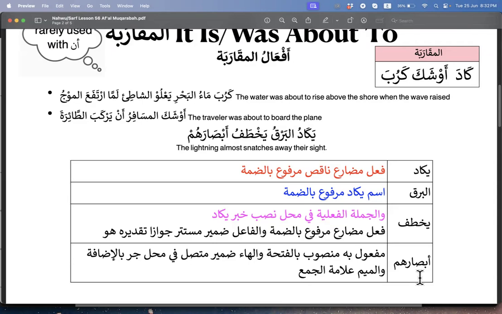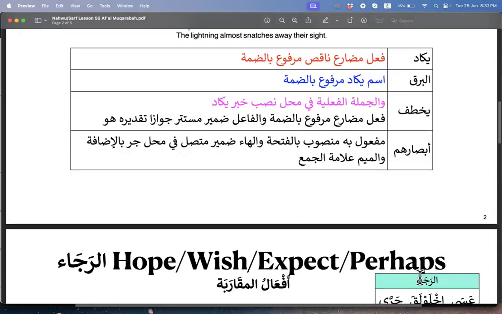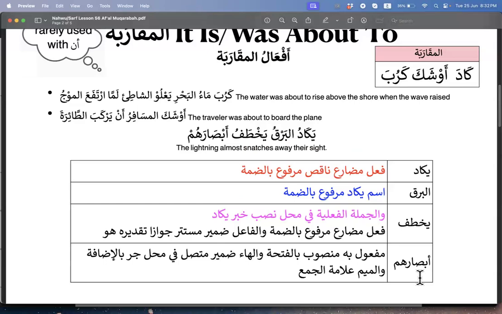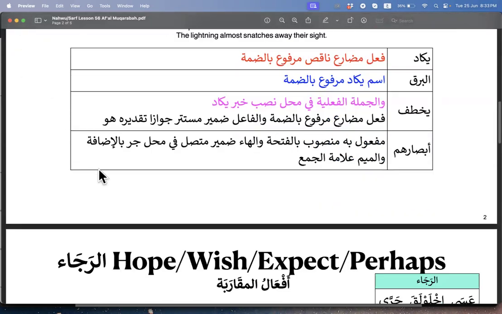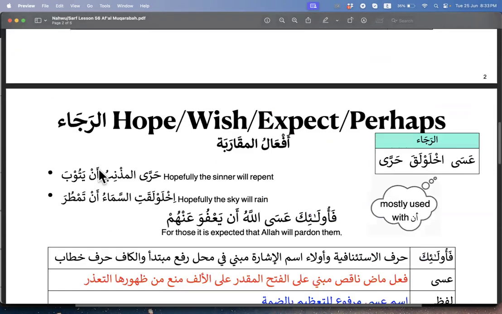Basically the same as kana. So we have actually seen examples of all three words: kada, awshaka, and karaba. And you have basically this, the same kind of khabar, jumlah fi'liyah. This one you have masdar mu'awwal, although this is rarely used with an. Okay, but it doesn't mean it's not used. We found one with an. Yes, we found one. Good. Next one, raja.